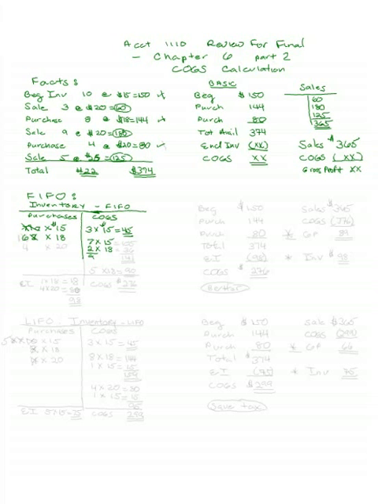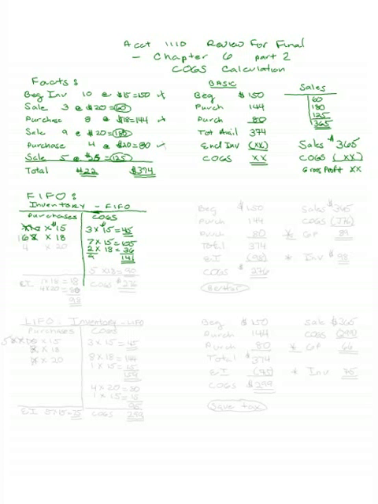7 times 15 equals 105, so that's part of the cost. 2 times 18 equals 36, so that's another part of the cost. So the cost of goods sold for this sale is going to total $141. My second sale is done, and I think I need to make this longer. It's going to be hard to get it all on one page. Not sure I'll make it.